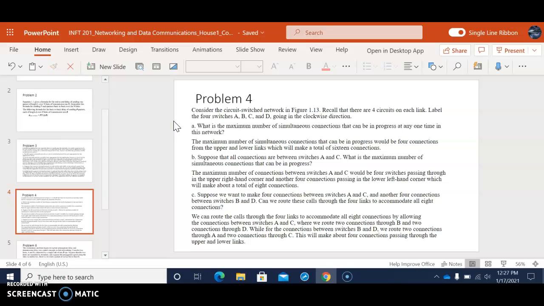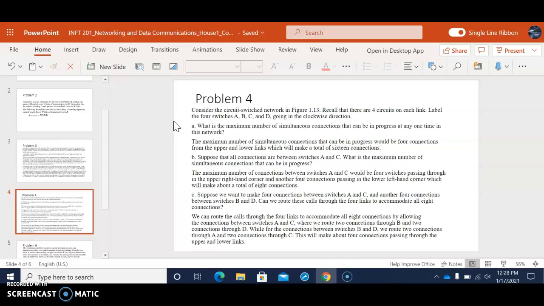Now, first question: what is the maximum number of simultaneous connections that can be employed at any one time in this network? Okay, bear with me. The number of connections that can be in progress will be 4 connections from the upper and lower links. So basically that would be the upper and lower corners, from upper right to upper left to the lower right.